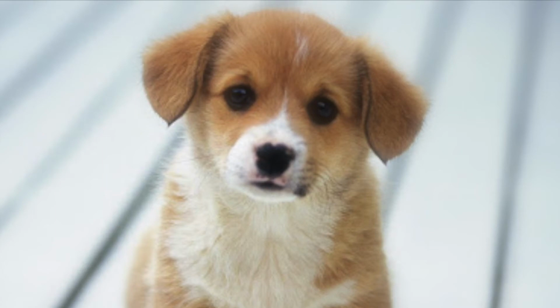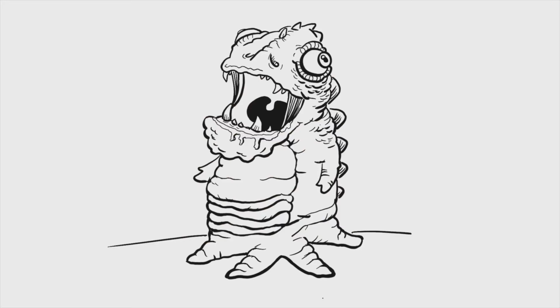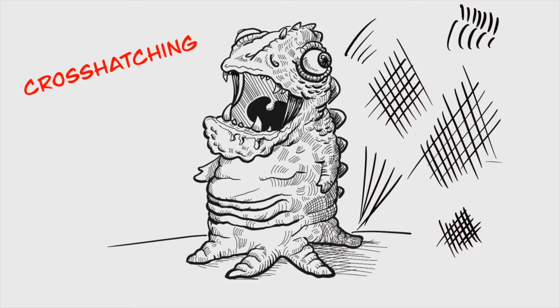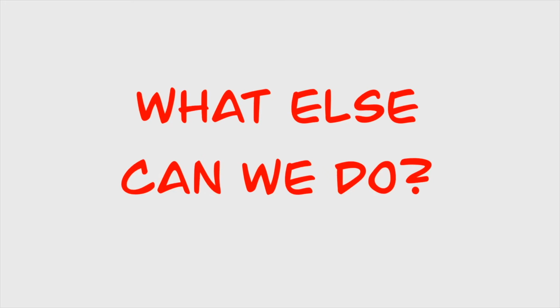Hello, mister. Is there anything else we can do? Well, Scribbles wants more. How about cross-hatching? That's when you use intersecting lines or small curved lines to create dimension in your drawing. What else can we do?